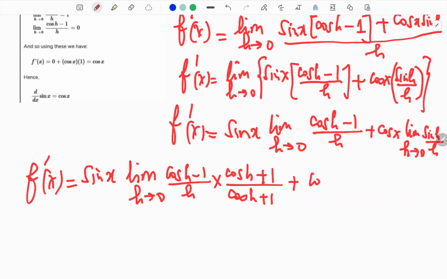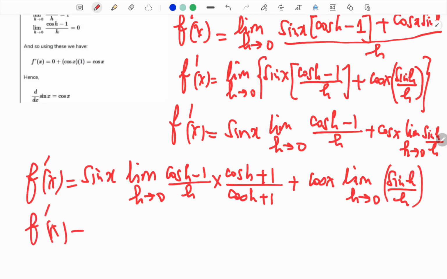And then here you have cosine x. And then here you have the limit as h tends to 0 of the trigonometric sine of h over h. Okay, so you have this limit here. Okay, and we continue with the evaluation, upon which we obtain that this is the sine of x.